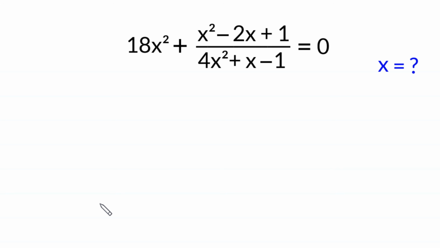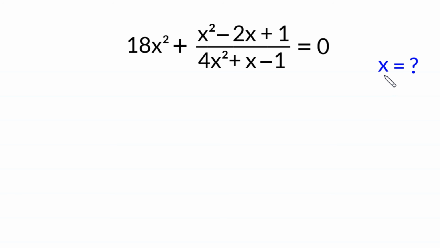Hello everyone, welcome to how to solve this very nice algebra equation: 18x squared plus x squared minus 2x plus 1, divided by 4x squared plus x minus 1, equal to 0. Our job is to find all possible values of x.